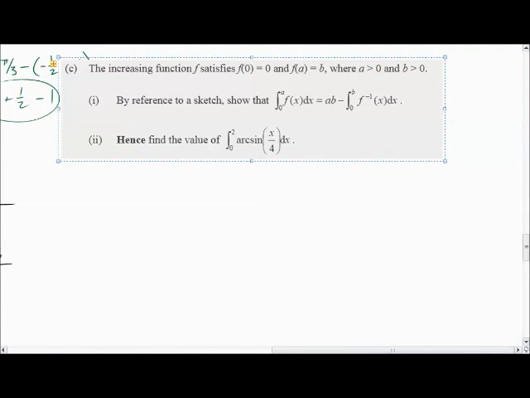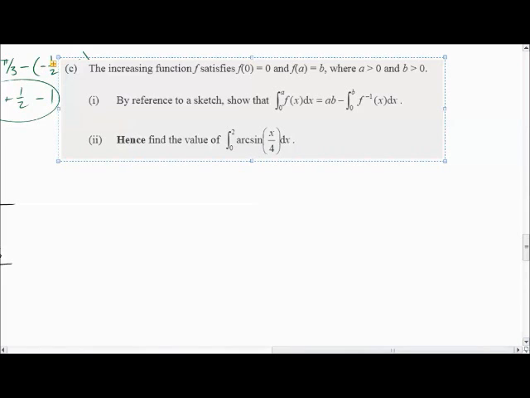The increasing function f satisfies f of 0 equals 0 and f of a equals b, where a is bigger than 0 and b is bigger than 0. By reference to a sketch, show that the integral from 0 to a of f of x dx equals ab minus the integral from 0 to b of the inverse of x dx.